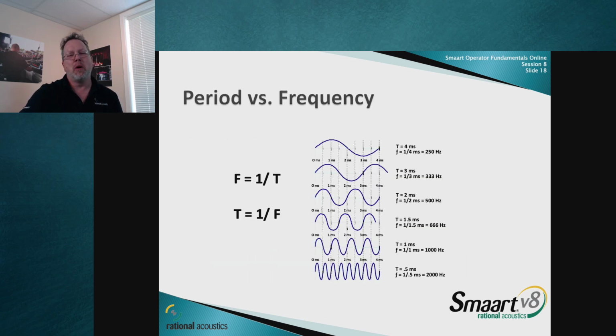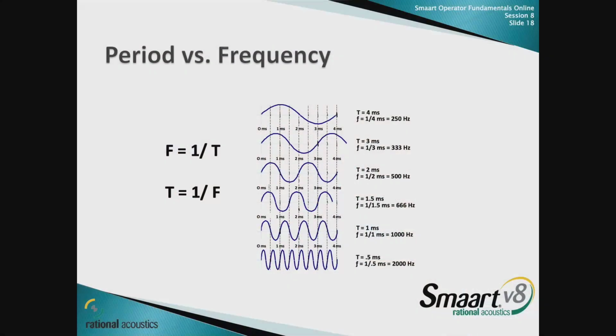And so what we've got here, let's look at period versus frequency first. You guys are probably aware of this, but as the period gets larger, the frequency gets lower. So a 1 millisecond period gives me a 1 kilohertz wave, a 2 millisecond period gives me 500 hertz. So, okay, hopefully nobody's surprised here.